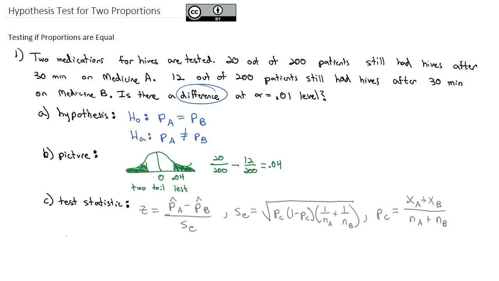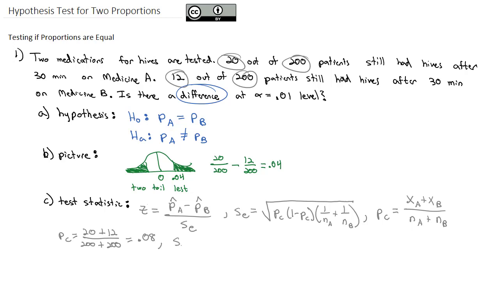So let's do that. First, we need the pooled proportion. For our pooled proportion, there were 20 successes in the first group plus 12 successes in the second group, divided by 200 patients in the first group plus 200 patients in the second group. When you put that in your calculator, you should get 0.08 for the pooled proportion.